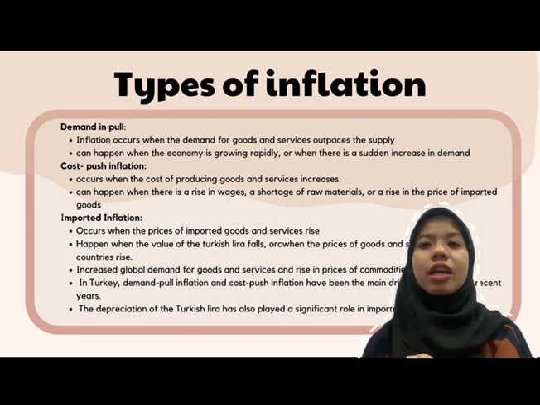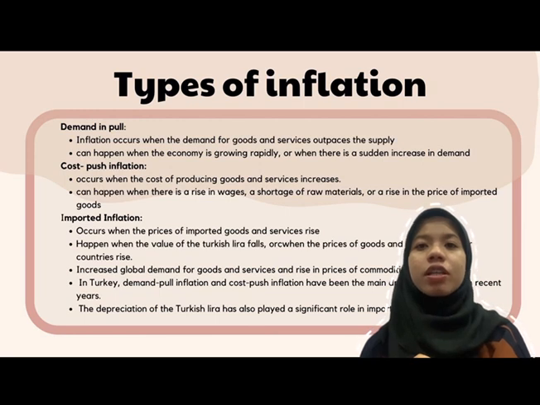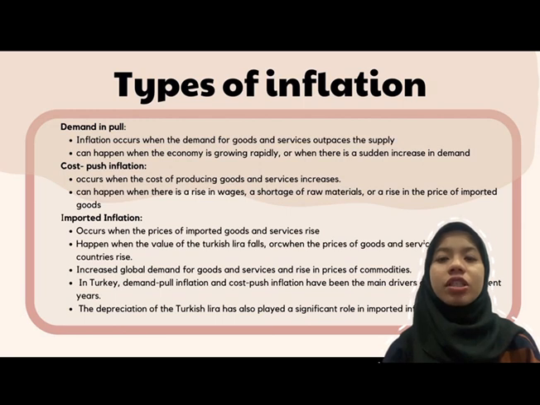I will present types of inflation and unemployment. In types of inflation, we have three. The first is demand impulse. Demand impulse inflation occurs when the demand for goods and services outpaces the supply. Demand impulse can also happen when the economy is growing rapidly or when there is a sudden increase in demand. The next type of inflation is cost push inflation.